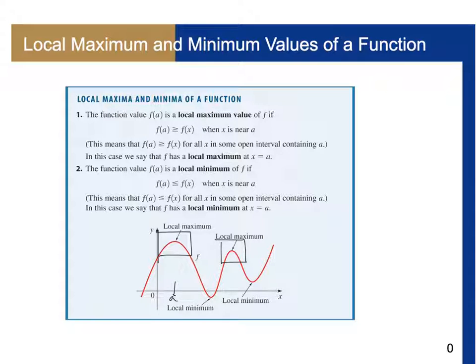Okay. And that would be our local maximum there. So we have a local maximum here at A, and we have another local maximum at this point. We call it B or whatever. Local minimum is just the opposite.